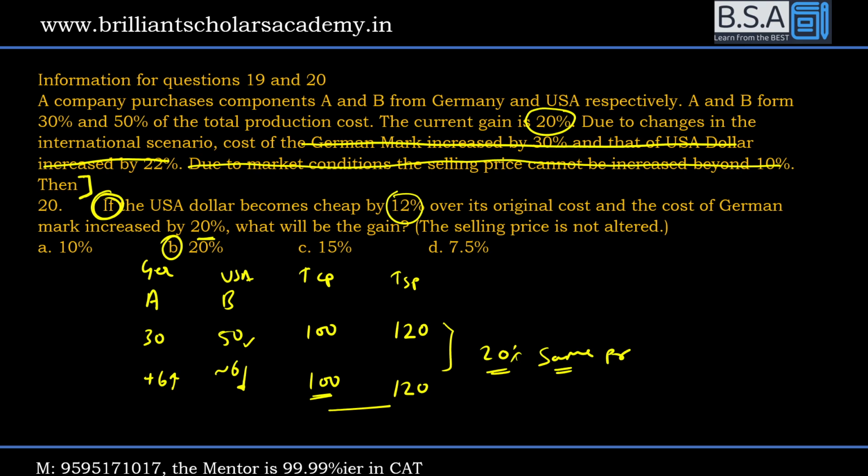Because the question starts with the "if", it is presenting us with a new piece of information. A new change is happening to the prices of German mark and US dollar. The earlier changes you have to discard. You have to discard the 30% and 22% thing. So the increase in German currency and the decrease in US currency both are balanced. Because of this, the total cost price does not change. Because of this, the total profit does not change.